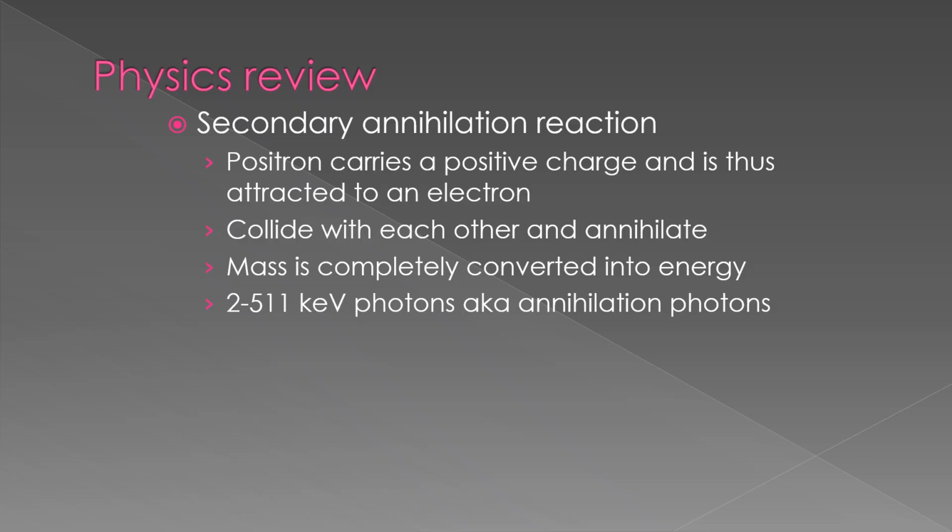All of their mass will get converted to energy, and that energy is released in the form of 2 photons. So mass is completely converted to energy, and we have 2 511 keV photons that are emitted in opposite directions of each other. These are referred to as the annihilation photons.